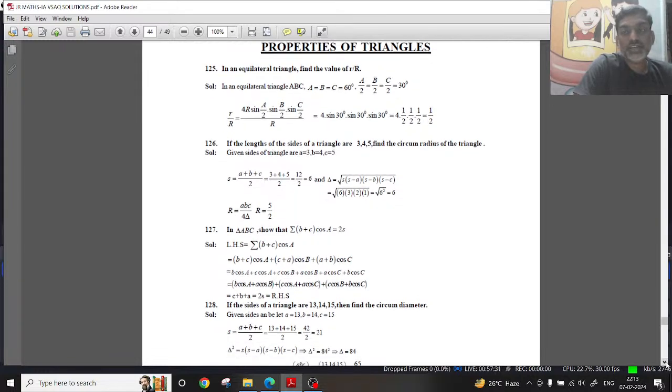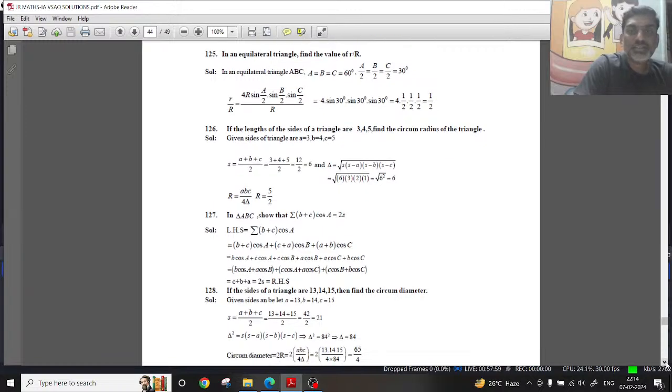Question number 125. In an equilateral triangle, find the value of R over r. In an equilateral triangle all the sides are the same and all the angles are the same. R over r they are asking. Write the formula for R over r: 4R sin A by 2 sin B by 2 sin C by 2 divided by R. So here everything is 60. Substitute everything. R gets cancelled, and then we are getting 1 over 2.